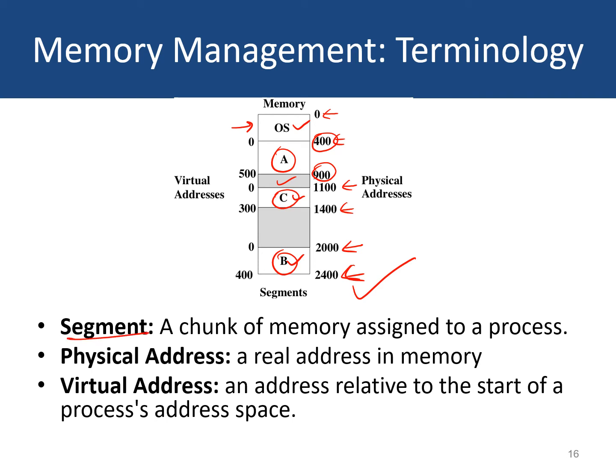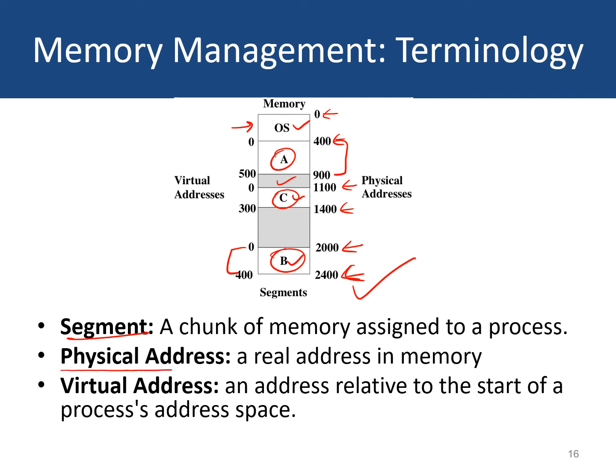The first term here is a segment. A segment is basically a contiguous chunk of memory that is allocated to a process. So for instance here, if you look at this, this is a segment, right? Addresses 2000 to 2400, these are allocated to process B. So this is one segment. Similarly, if you look here, we see that addresses 400 to 900 are allocated to process A. So this is another segment of memory, and so forth.